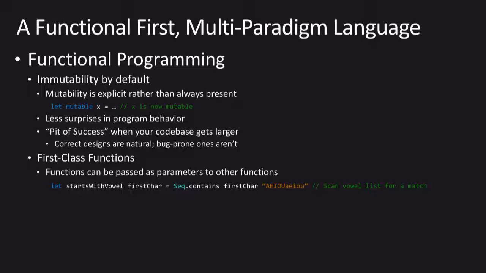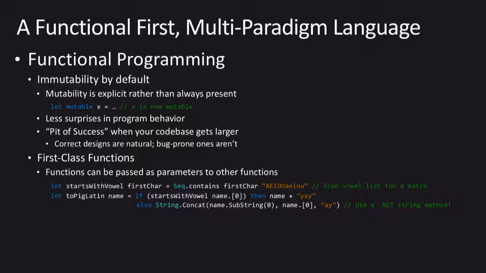So an example here would be, say you wanted to see if a character starts with a vowel. I'll give you a hint. This is for Pig Latin. Nice. So in this case, I just chose to scan a vowel list for a match, see if that vowel list contains the first character. And for toPigLatin, I've just got a little if-else expression here. So if it starts with a vowel, then it's the whole name plus "yay" at the end. Or if it doesn't start with a vowel, then you call this little .NET string method that takes the first thing off, concatenates the rest of the string, then the first character, and then "ay" at the end.